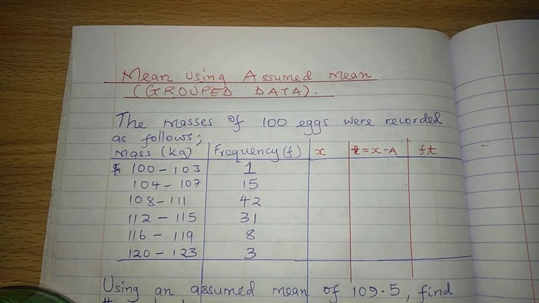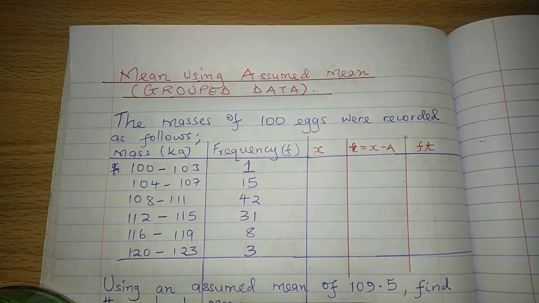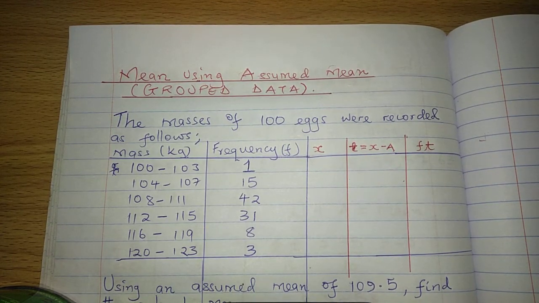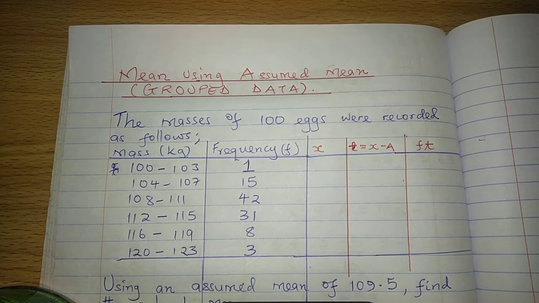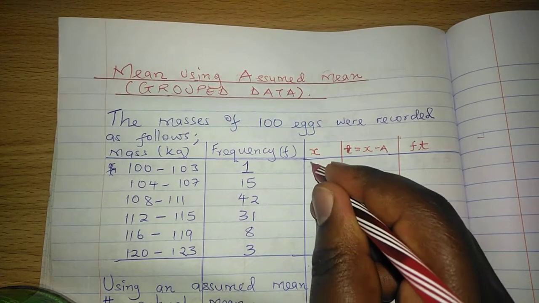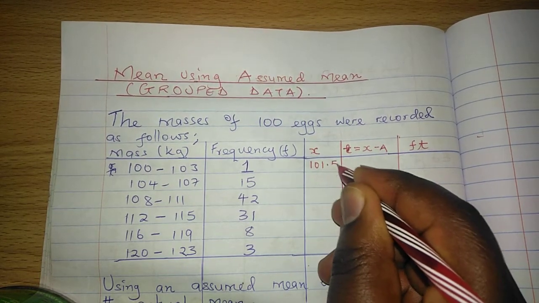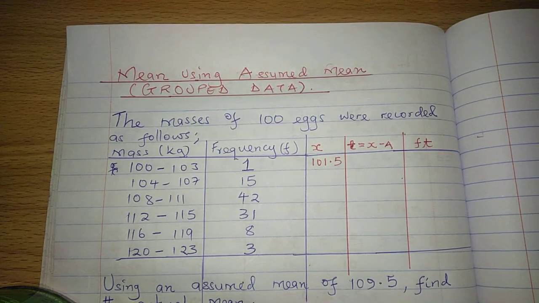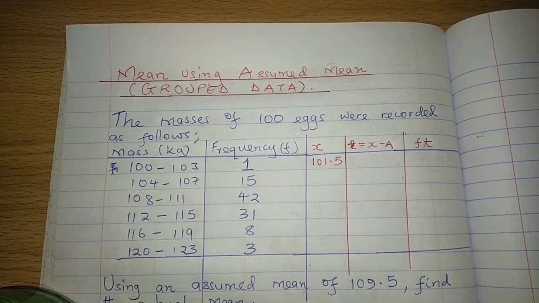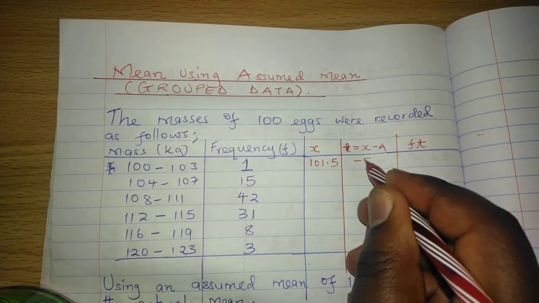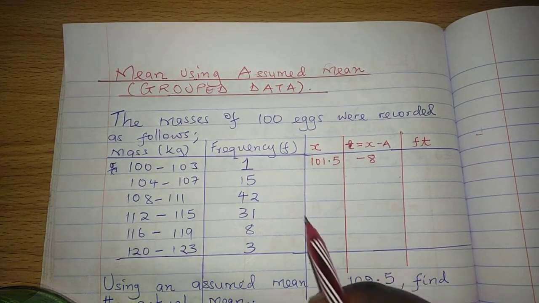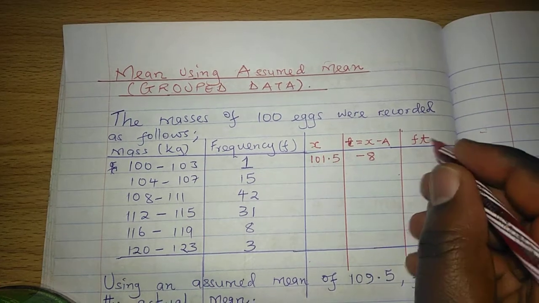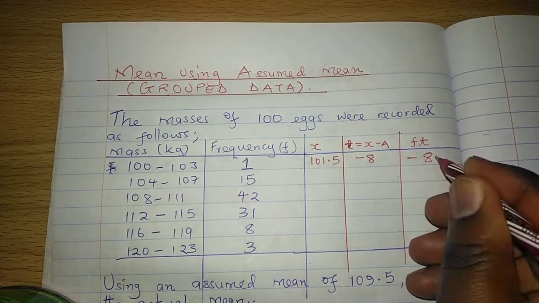So this means we first of all get deviations, the midpoints, 100 and 103. Then we divide by 2. So the midpoint of that class is 101.5. So when we take this midpoint and we subtract the assumed mean of 109.5, we will land at -8. So the deviation is -8. -8 multiplied by the frequency of this class, which is 1, will remain at -8.